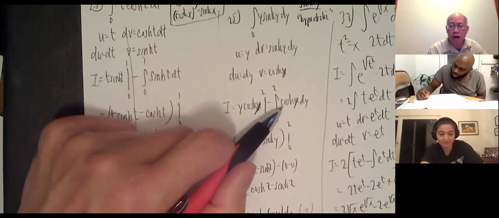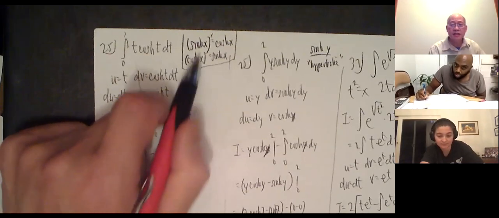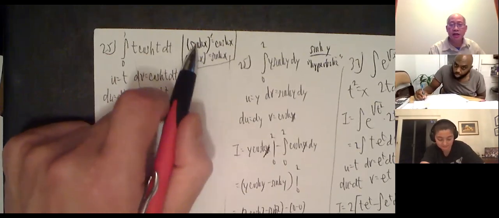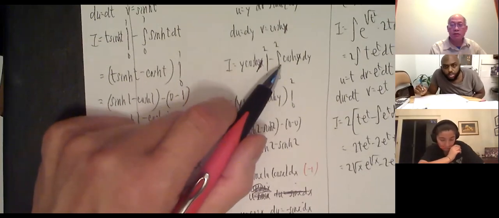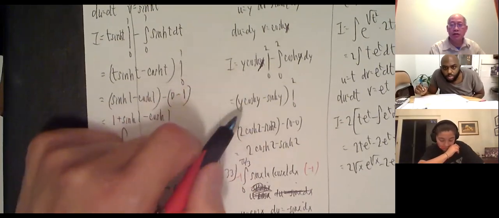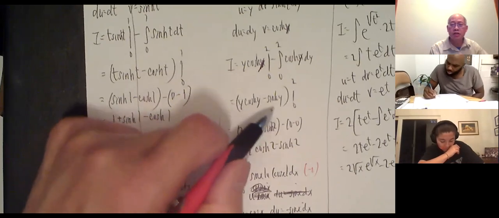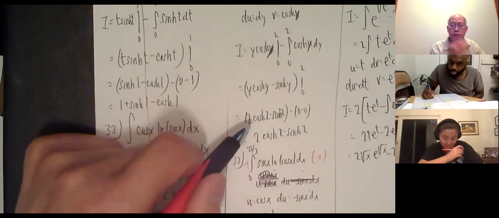So the integral of cos is sin. Again, that's nice. You don't have to worry about signs; they are derivatives of each other. So this comes out to be sin. So now I put it all together: y cos y minus sin y from 0 to 2.